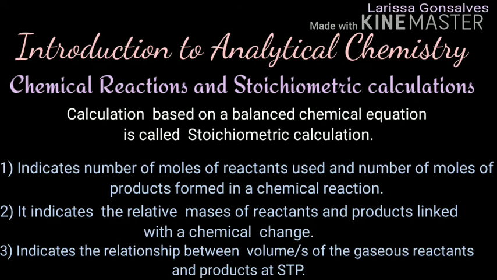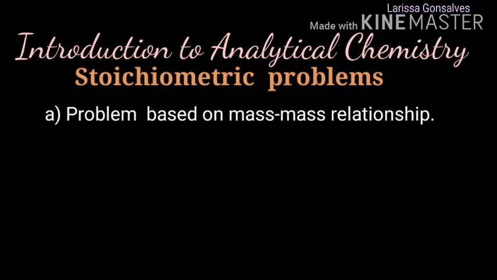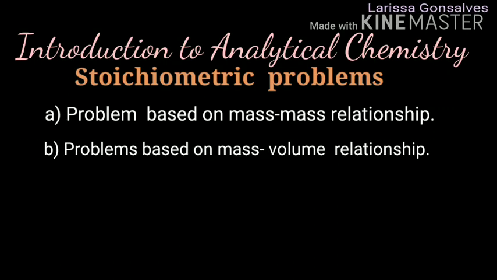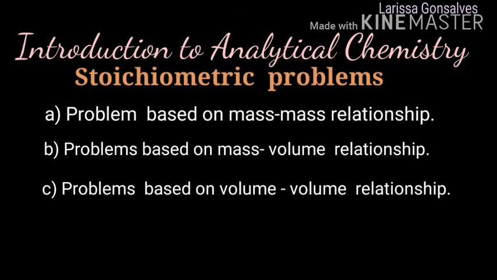Now we are going to study how you are going to solve a stoichiometric problem. Stoichiometry is a calculation of reactants and products in a chemical reaction. There are three types of problems which are based on stoichiometry. First is problems based on mass-mass relationship, then problems based on mass-volume relationship, and the third one is problems based on volume-volume relationship.